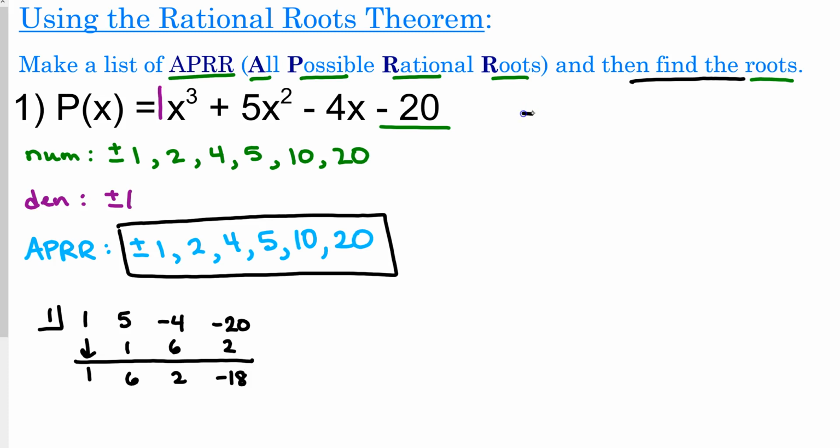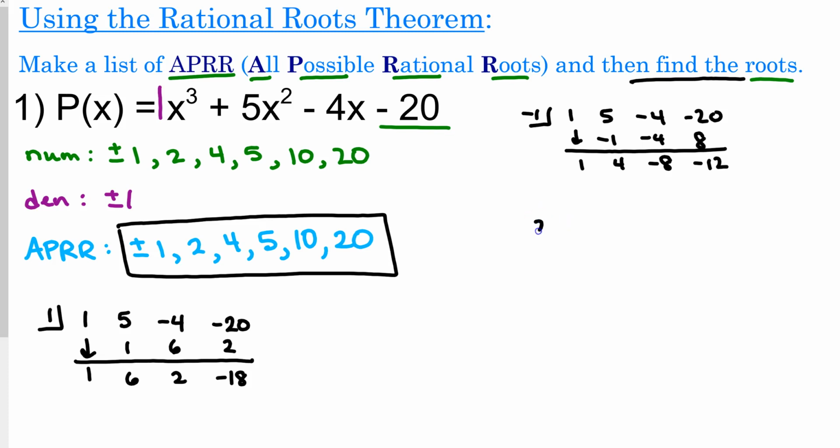Let's try negative 1. Same thing. Bring down the first number, multiply by the number in the box, write it down and add. Multiply, write it down and add. Multiply, write it down and add. We get negative 12 for the remainder. We don't have a root. We're looking for 0 for a remainder for it to be a root.